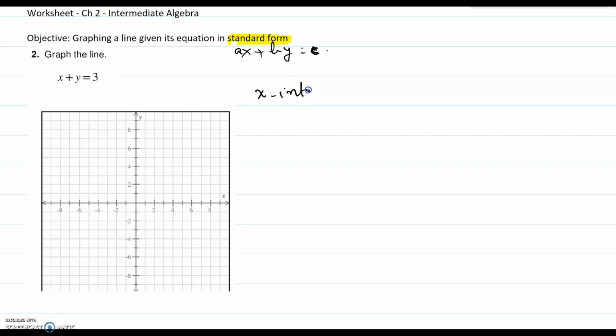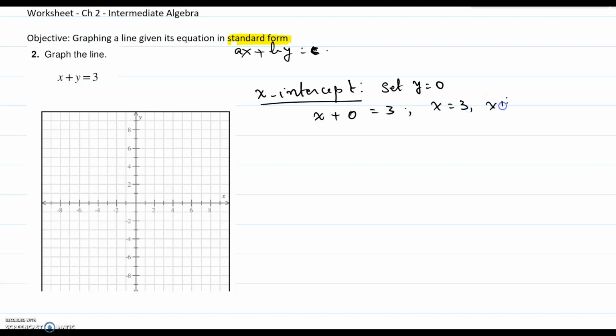So what is the x-intercept? X-intercept is the point where the graph crosses the x-axis. Because the graph is crossing the x-axis, any point on the x-axis would be some number, 0, meaning the y-coordinate is 0. So set y to 0 and solve for x. In x plus y equal to 3, set y equal to 0. So x plus 0 equal to 3, or x equal to 3.